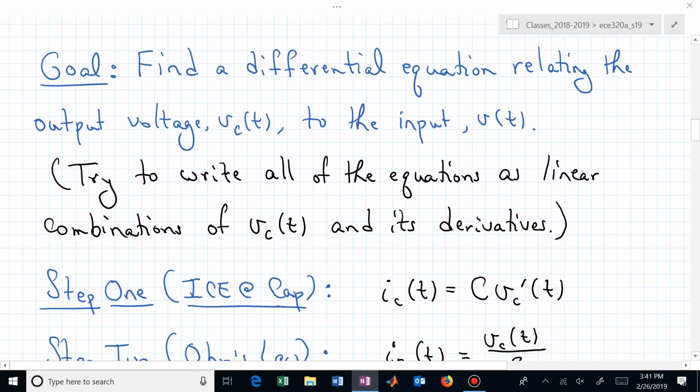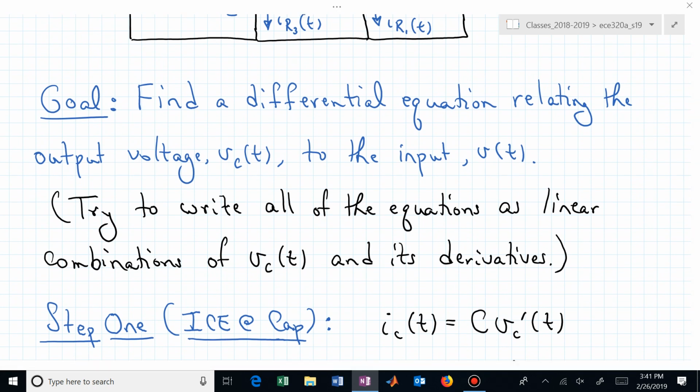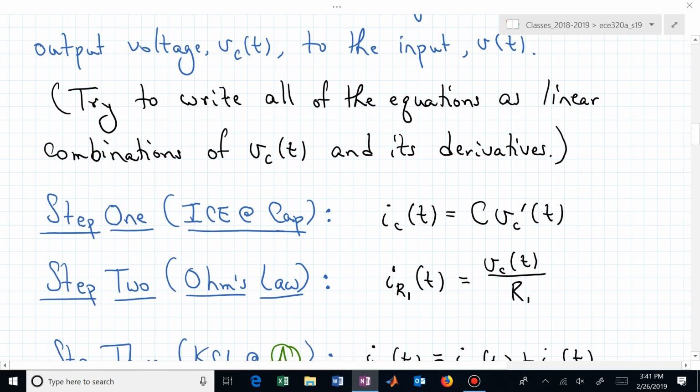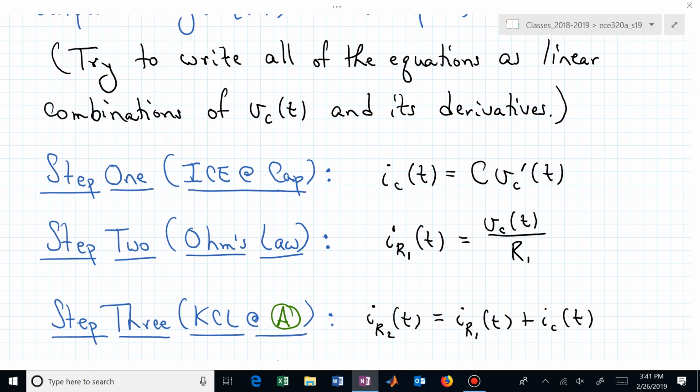Step 1 was ice. Step 2 was Ohm's law. There's I sub r sub 1. And we just keep working our way back towards the source. Step 3 is KCL at node A.